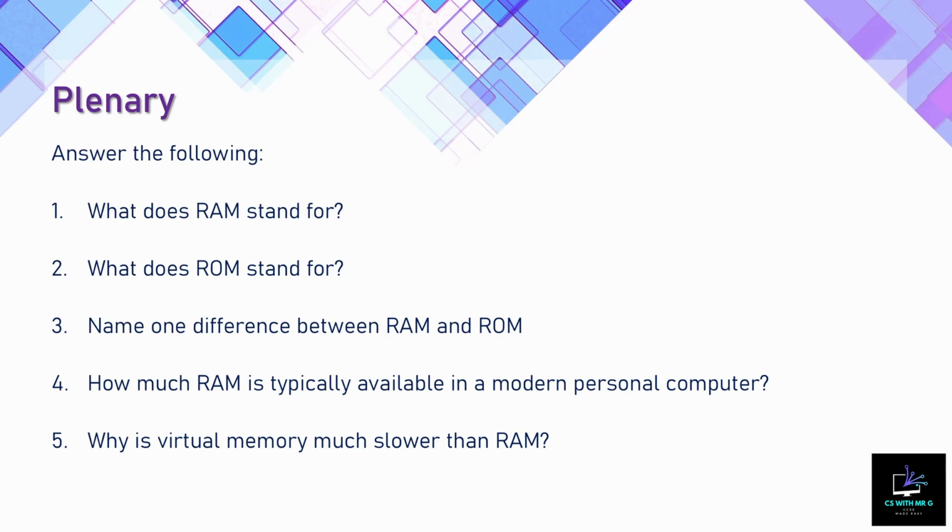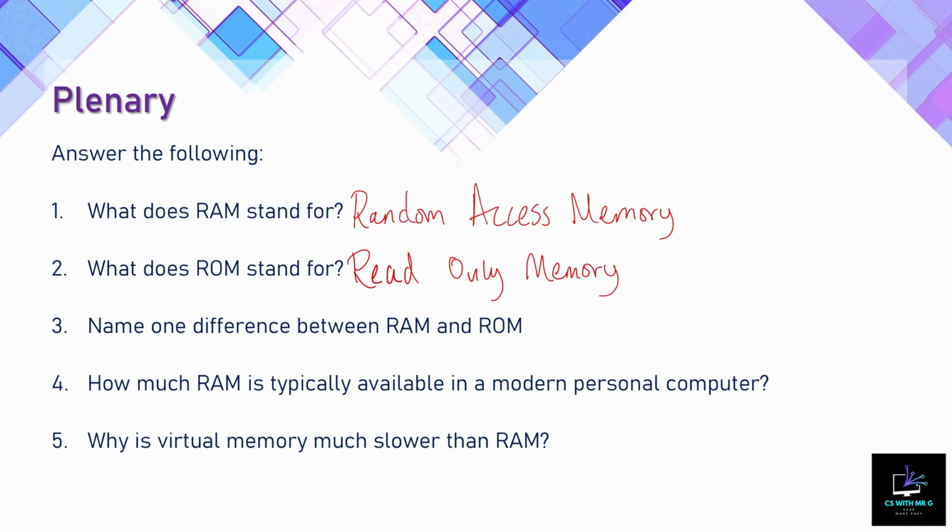So just to finish off, some basic questions, just to recap on what we've covered. Question 1, what does RAM stand for? Random access memory. What does ROM stand for? Read-only memory. Name one difference between RAM and ROM. Well, we could mention that ROM is non-volatile and RAM is volatile.